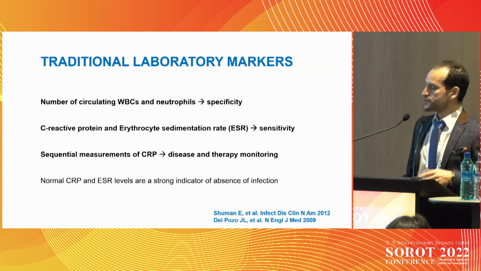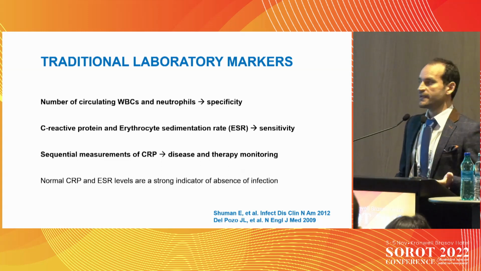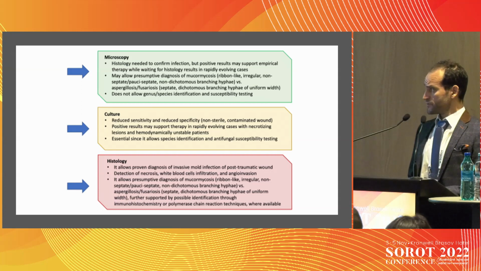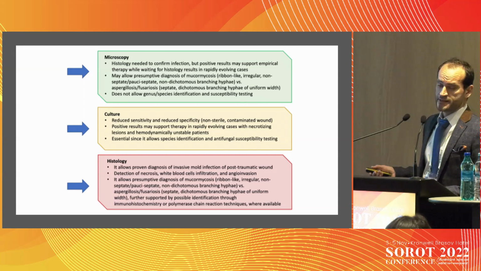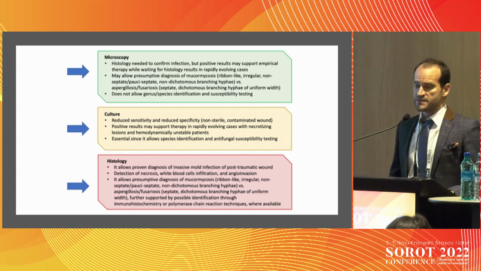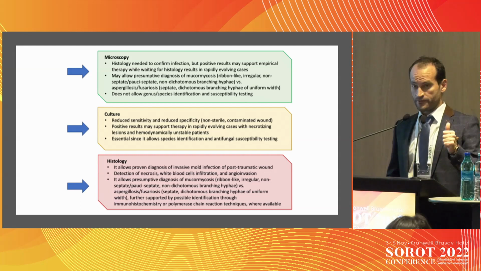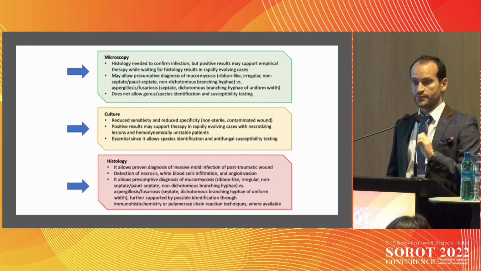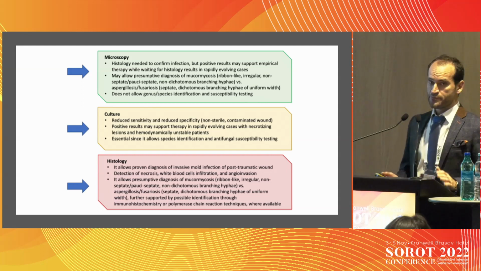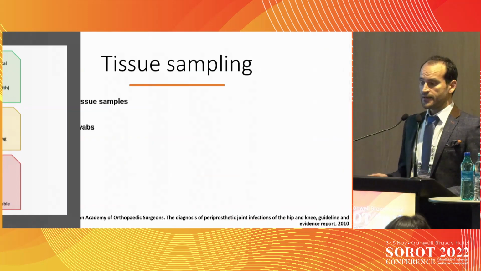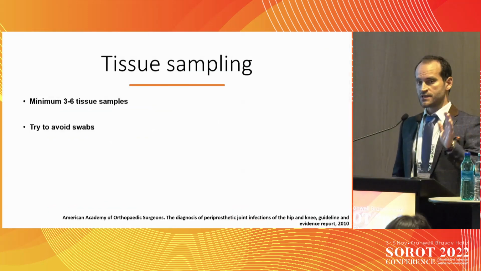Again, all these values are important, but we don't have to stick on them because they will not be that predictive. You have, though, to stick on microscopy, culture, and histology. You have to take samples and send all these samples for microscopy, histology, and cultures. Why? Because of all these reasons. It's important to send all of them, and how many? About 3 to 6. This is the golden number, not less, not more.